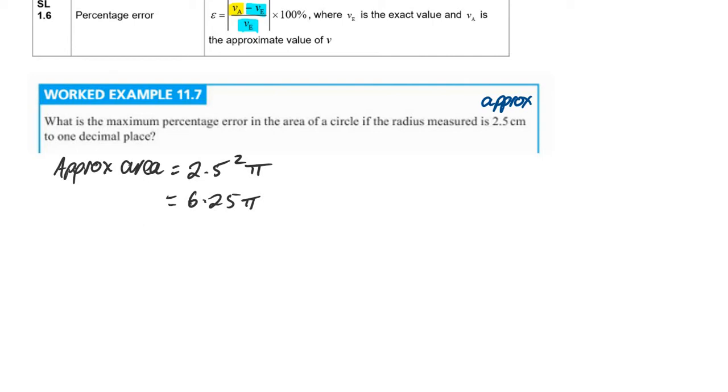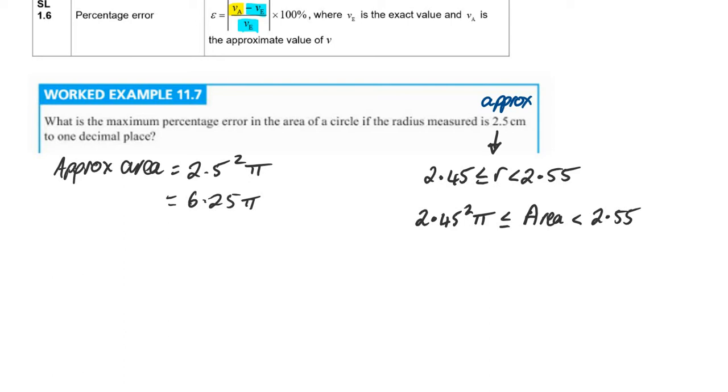So the exact value for that could be between 2.45 and 2.55, which means that the bounds for the area, the lower bound would be 2.45 squared times pi, and the upper bound would be 2.55 squared times pi.